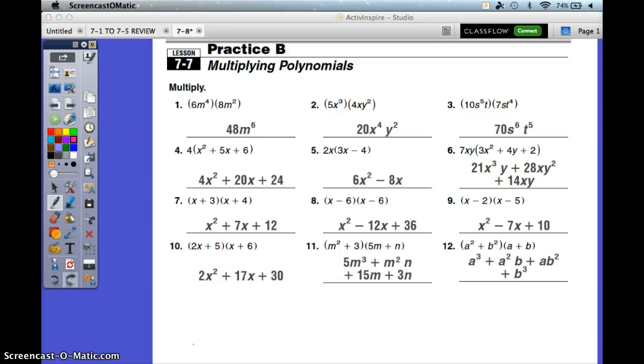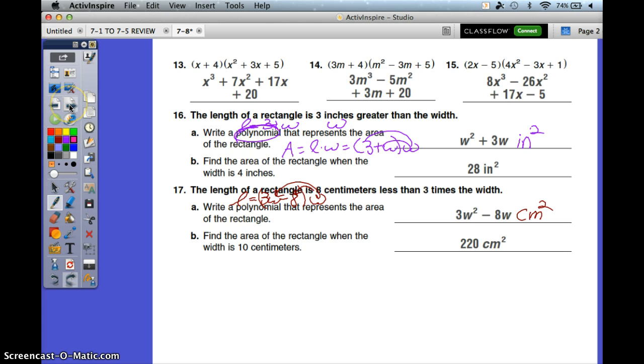Please hit pause to begin and check over your 7-7 Practice B homework. This is the first page. Again, hit pause so you can look at them. Here's the second part up to number 17. And again, make sure you have your labels in 16A and 17A.